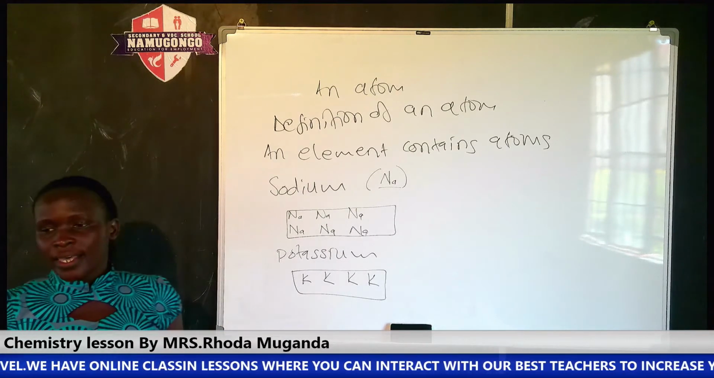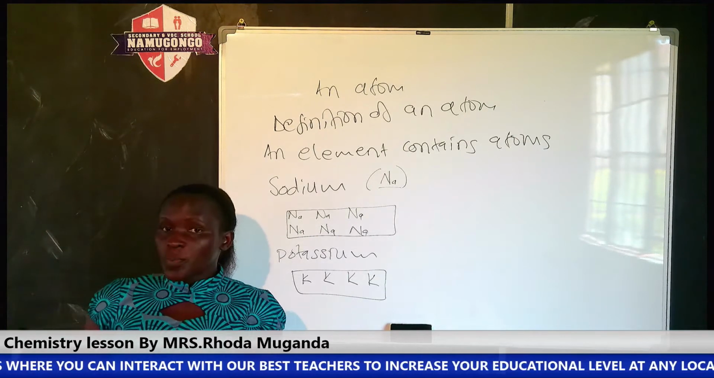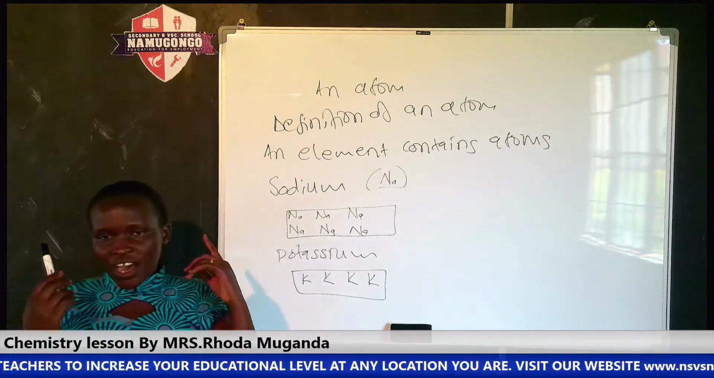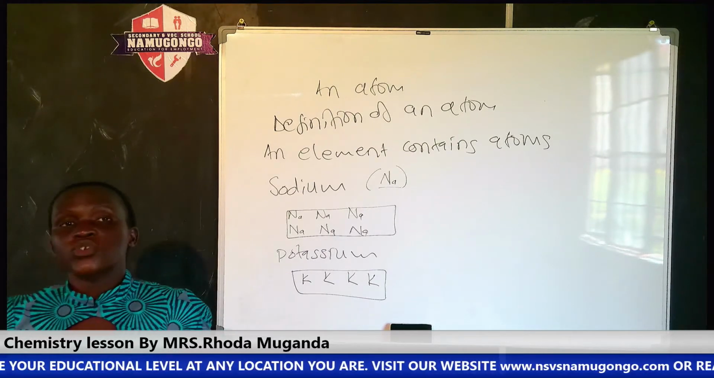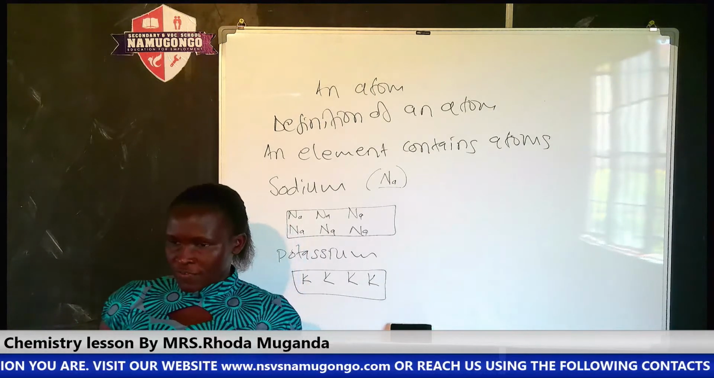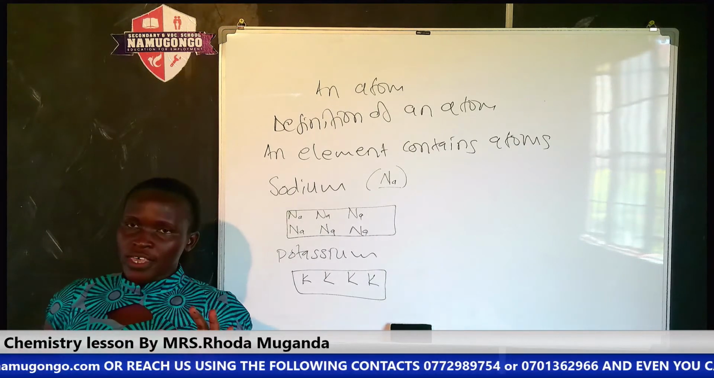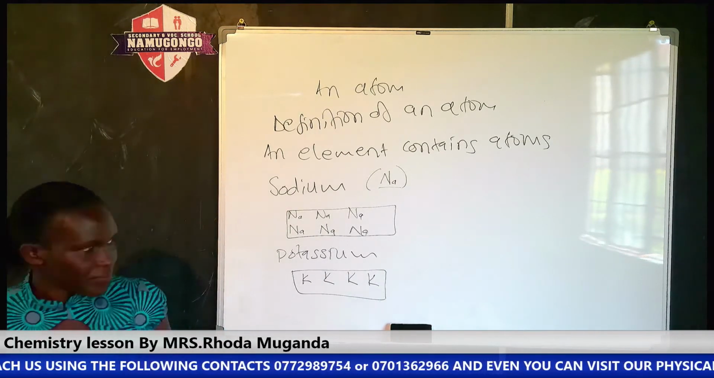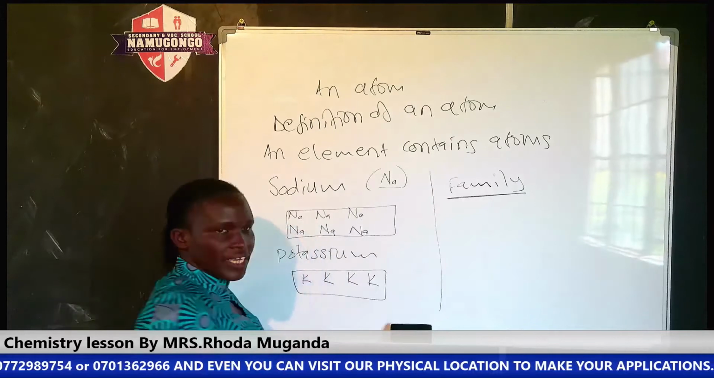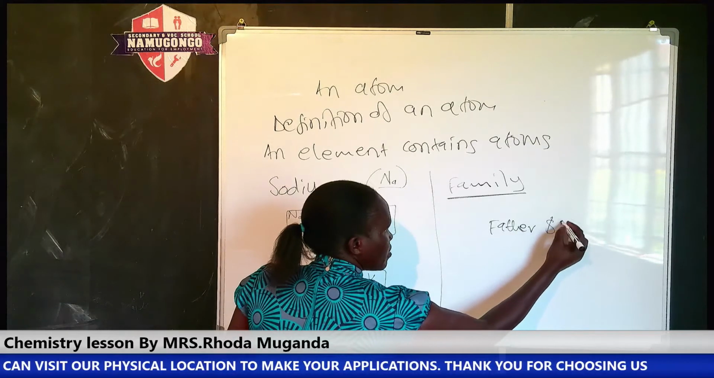Okay? Now, besides this, we want also to look at the shape of an atom. How does an atom look like? The first thing that we have in mind is that an atom is actually spherical in shape. Now, I want us to look at an atom in this format. When you look at a family, a family starts with the father and mother.